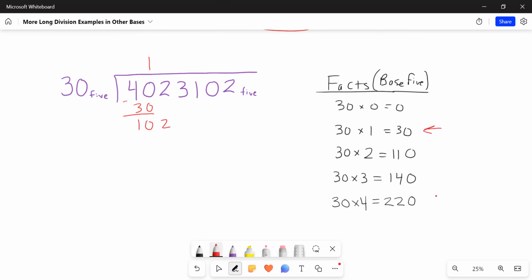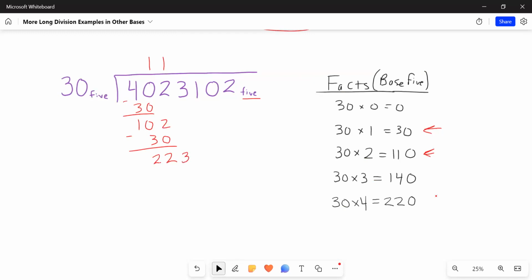Now I can go still only times 1, because if I go times 2, that's bigger than 102 at 110. So it still only goes in 1 time. I have to subtract 30. And here you're going to want to be careful because this is 10 minus 3. Counting backwards in base 5, 10, 4, 3, 2. All right, so then now bring down the next digit, which is a 3.